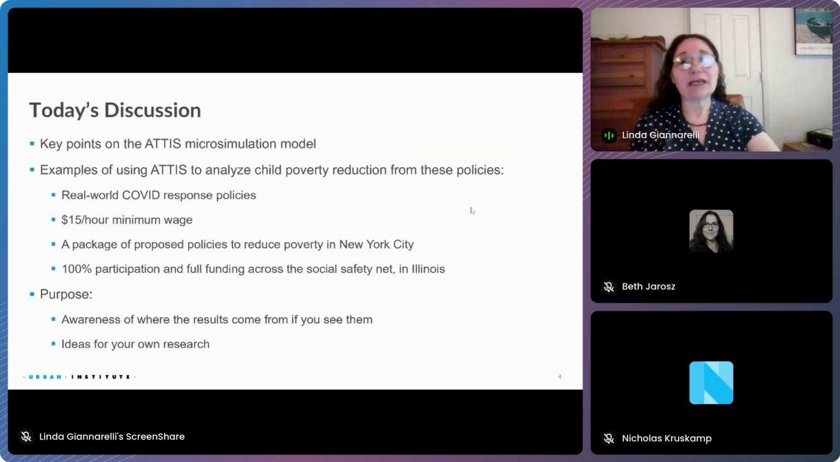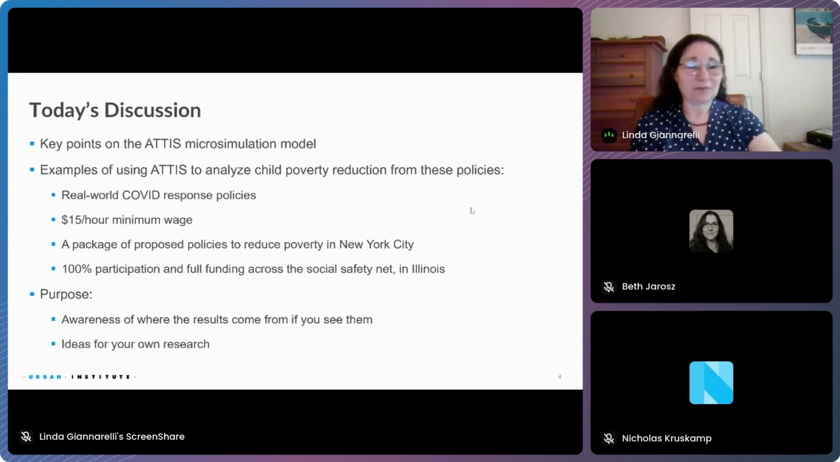So I want to start with a couple key points about the ADIS model, then move to 4 different examples of how we've used ADIS over the past several years to analyze child poverty reduction from different policies. Real-world COVID response policies, a $15 an hour minimum wage nationally, a package of proposed policies to reduce poverty in New York City, and our most recent analysis looking at the potential impacts of 100% participation and full funding across the social safety net focused on Illinois.